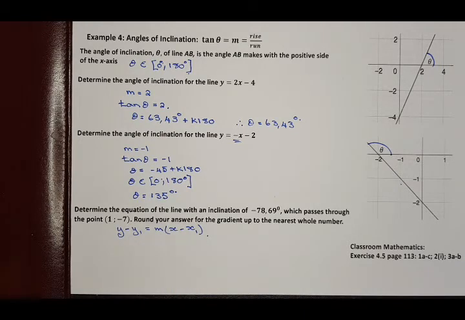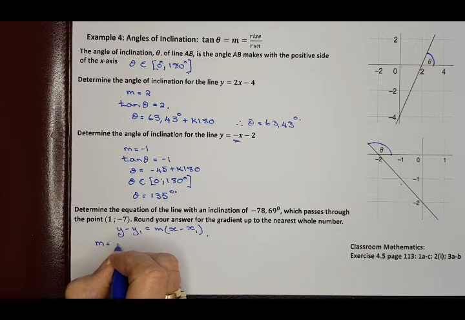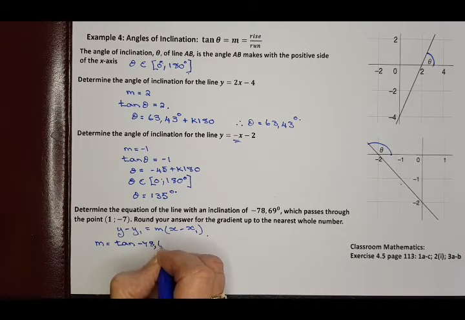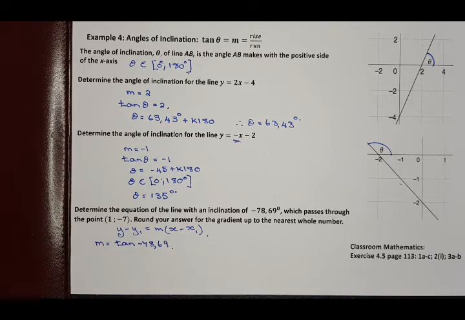Okay, we need our gradient. Our gradient is simply going to be tan of 78,69. Okay, so tan of 78.69 just becomes 4,99999, and I've asked you to round that off to the nearest whole number, so it is going to be 5.